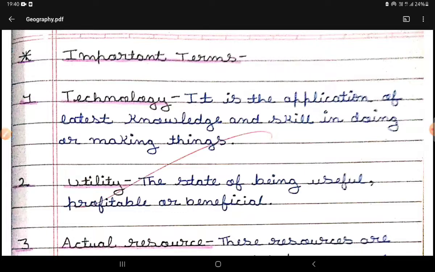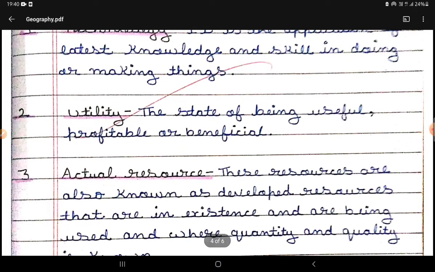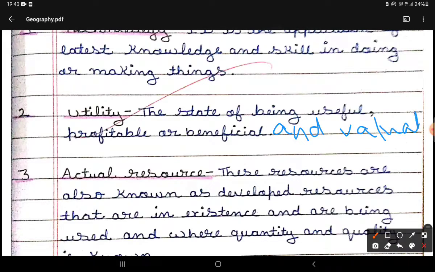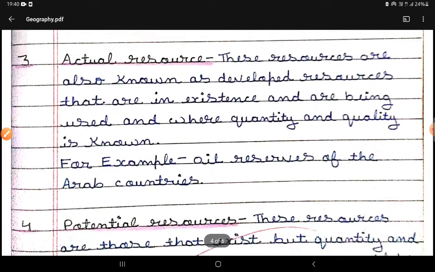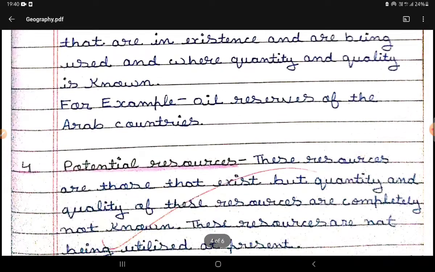Technology, it is the application of the knowledge and skill in doing or making things. Okay, it's the latest knowledge. Utility, the state of being useful, profitable and beneficial, and valuable also. Actual resource, these resources are also known as developed resources, that are in existence and are being used, where quantity and quality is known, like oil reserves of the Arab country.